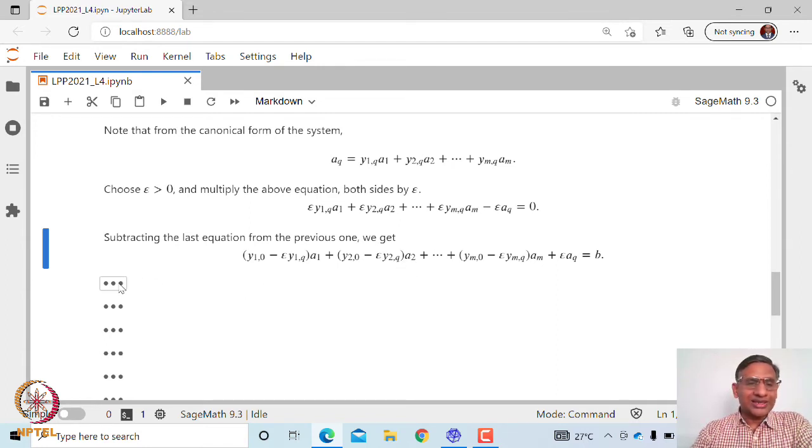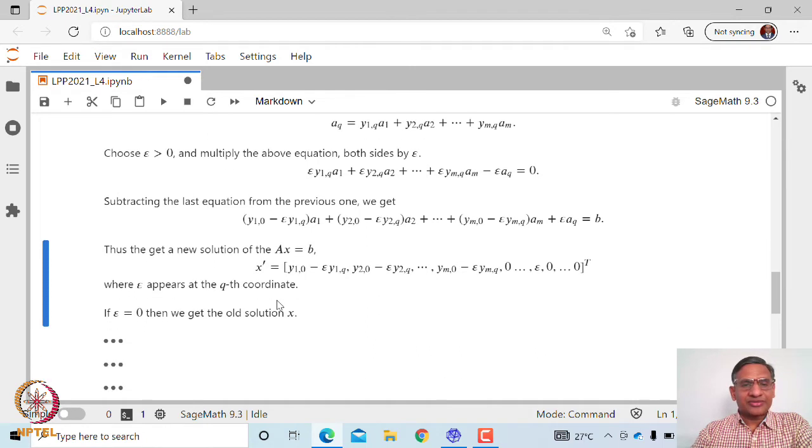Now let us look at it: in case epsilon is 0, what we get is the old solution. Otherwise we have got a new solution, namely let us write this as x dash. The first component is y10 minus epsilon times y1q, the second component is y20 minus epsilon times y2q, and so on, and here the epsilon appears at the qth place, right?